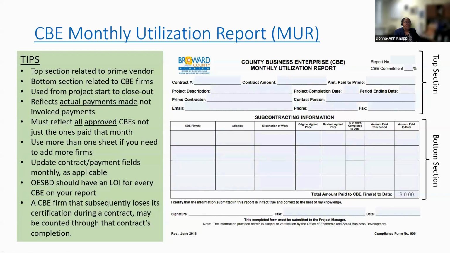Tip: if you have 10 CBE firms and you only start out your project with 2 of them, you still need to list all 10 on the MUR. Every firm that's approved, that's a part of your team that we got letters of intent for at the time that you were awarded your contract, and these letters of intent are usually exhibits to your contract agreement, they all need to be listed here.